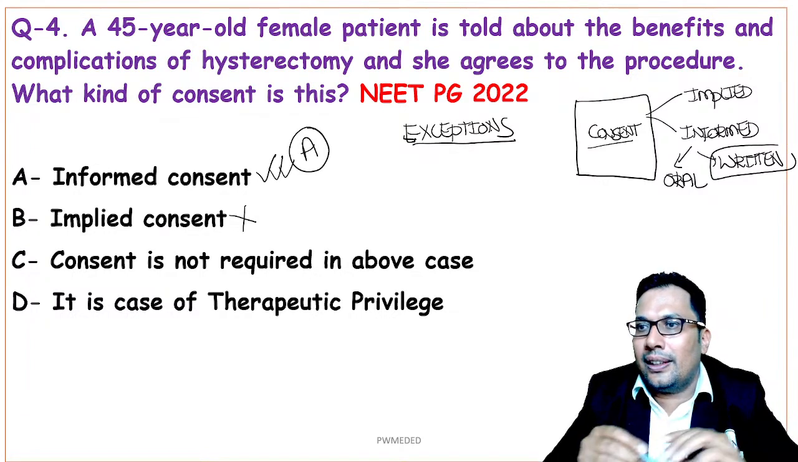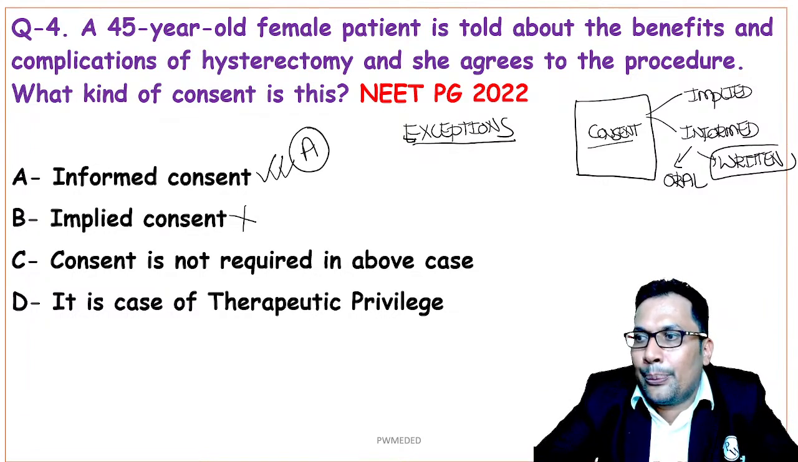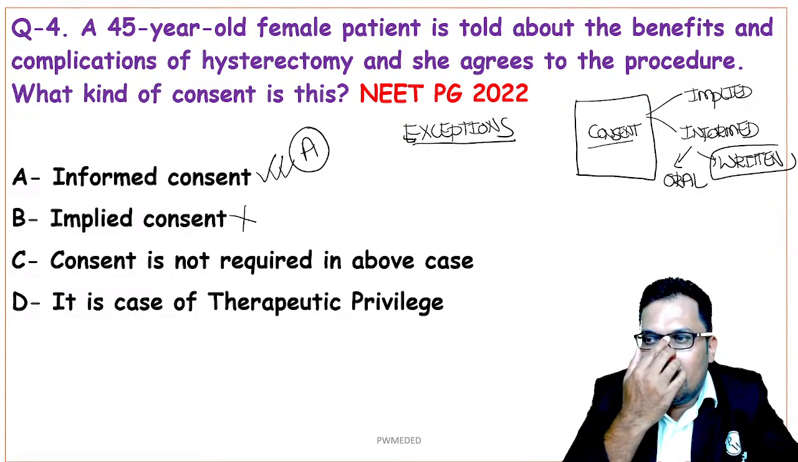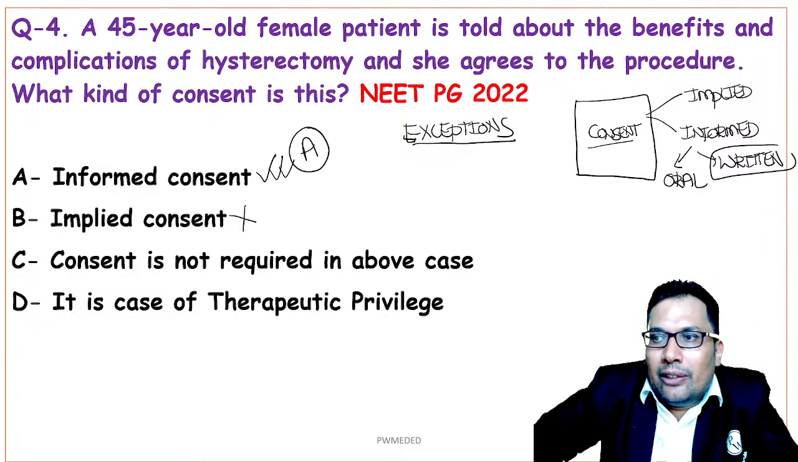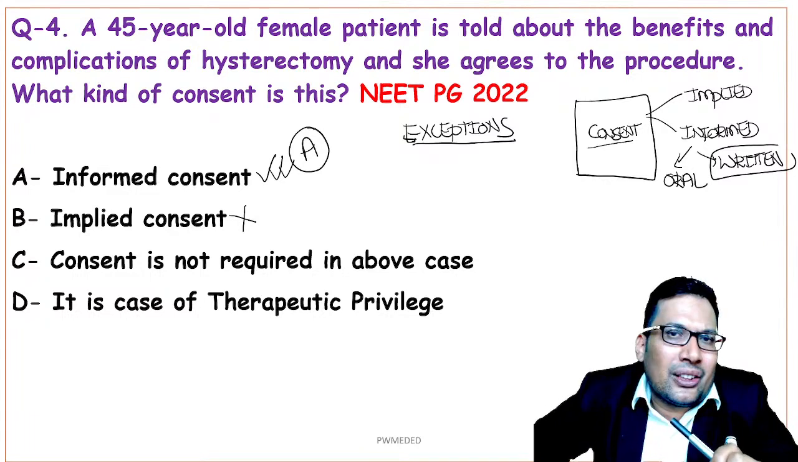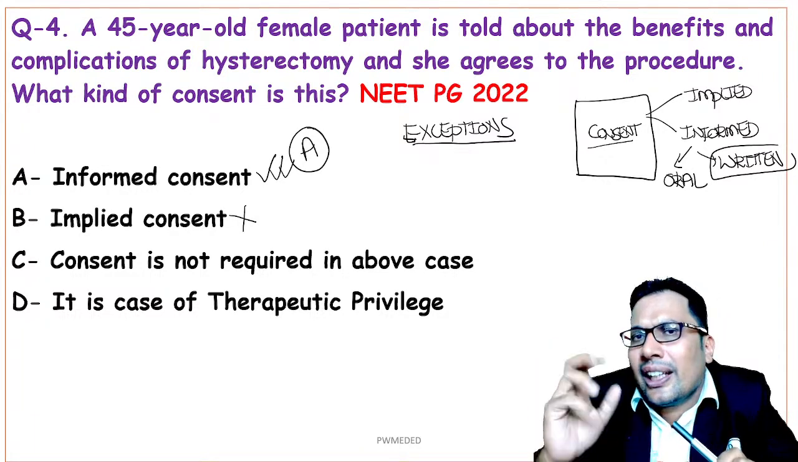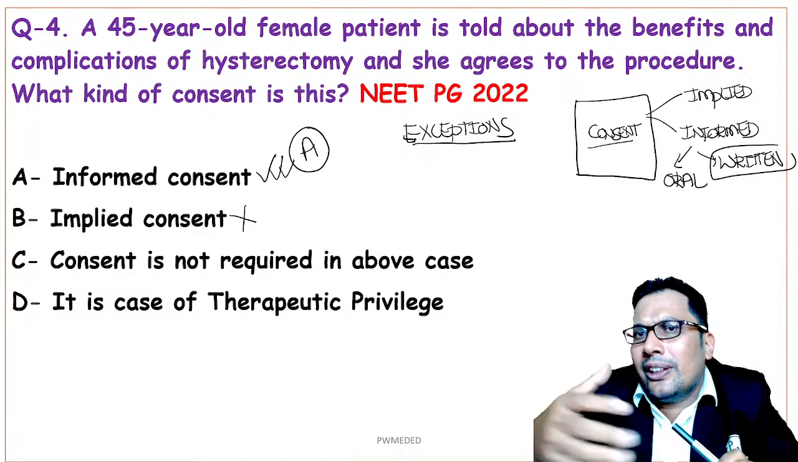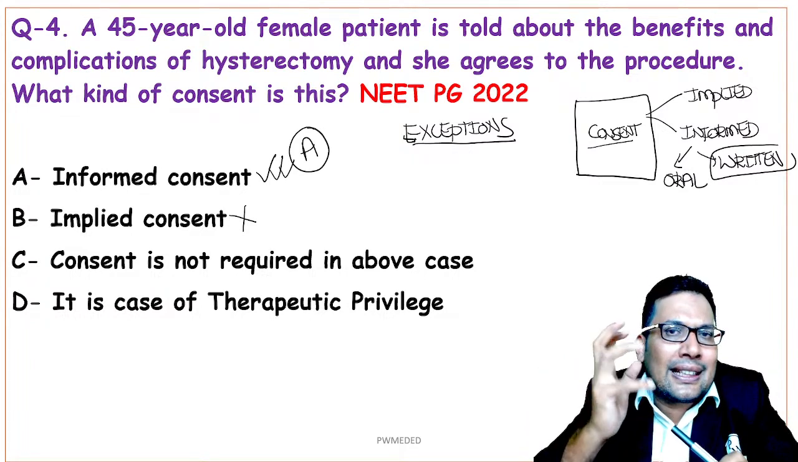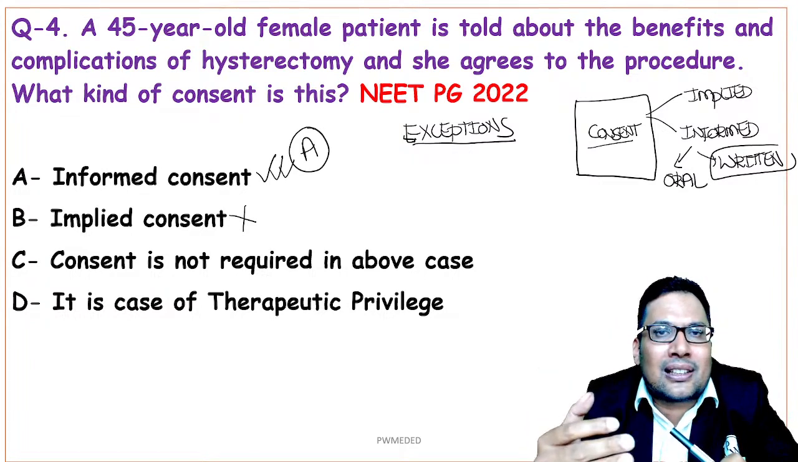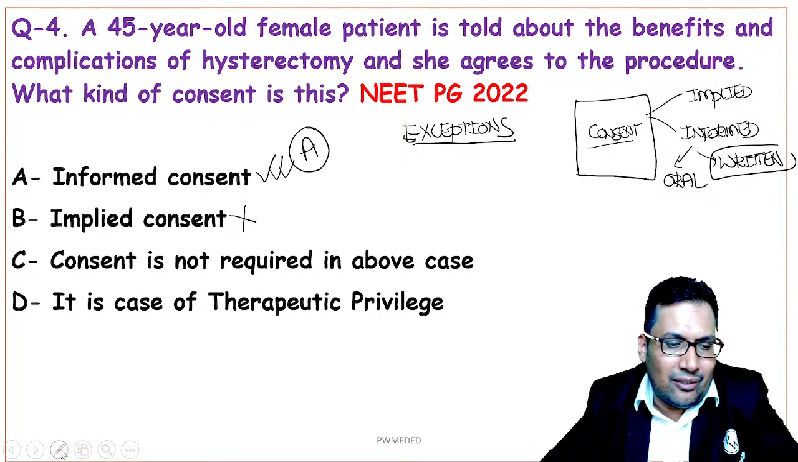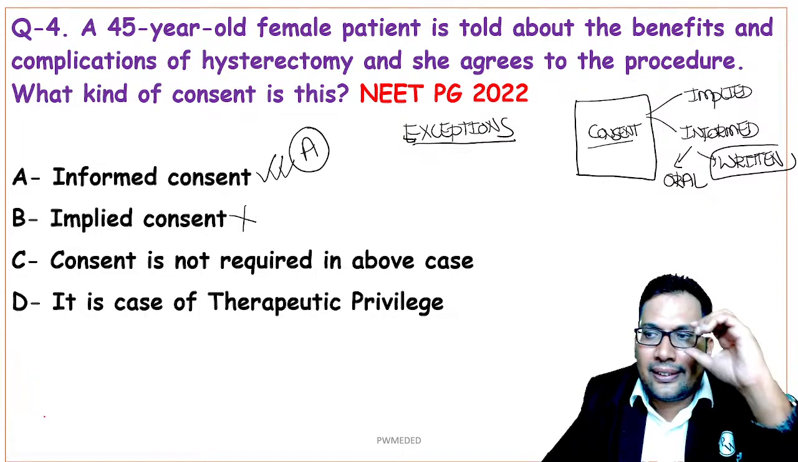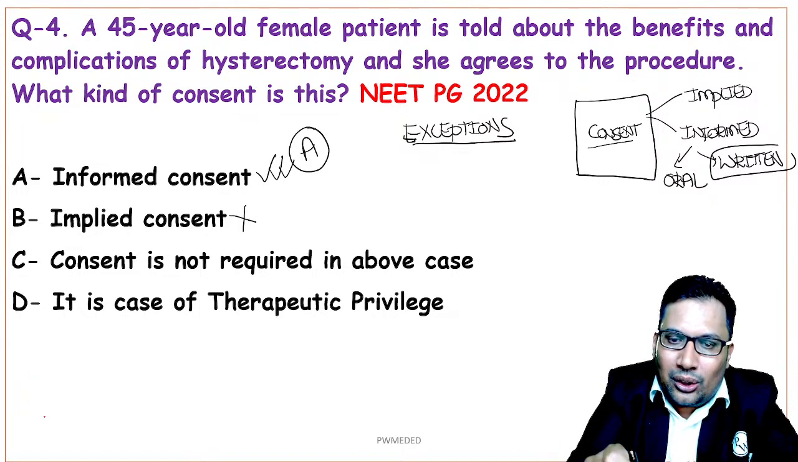Now, what are the exceptions for consent? Anyone, can you guess? Exception means consent is not taken. You can do surgery even without the consent. What are the exceptions for consent or informed consent in some conditions? Yes, come on, emergency, very good.